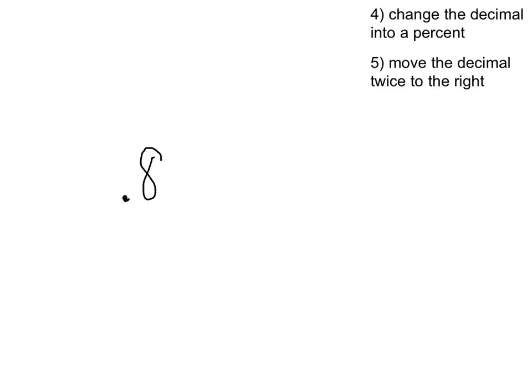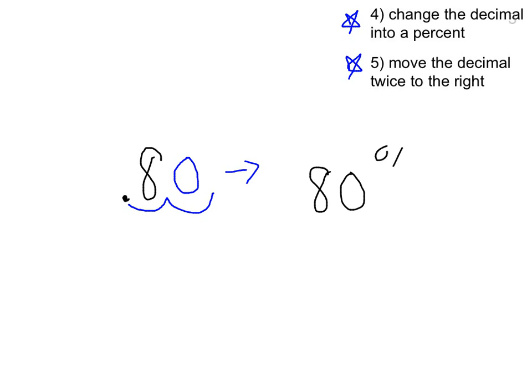The last thing we need to do is now change our decimal into a percent. Now to do that, you move the decimal twice to the right. So let's do that. 1, 2, and since we have a blank spot, we're going to put a 0, which means on our math quiz we got 80%.